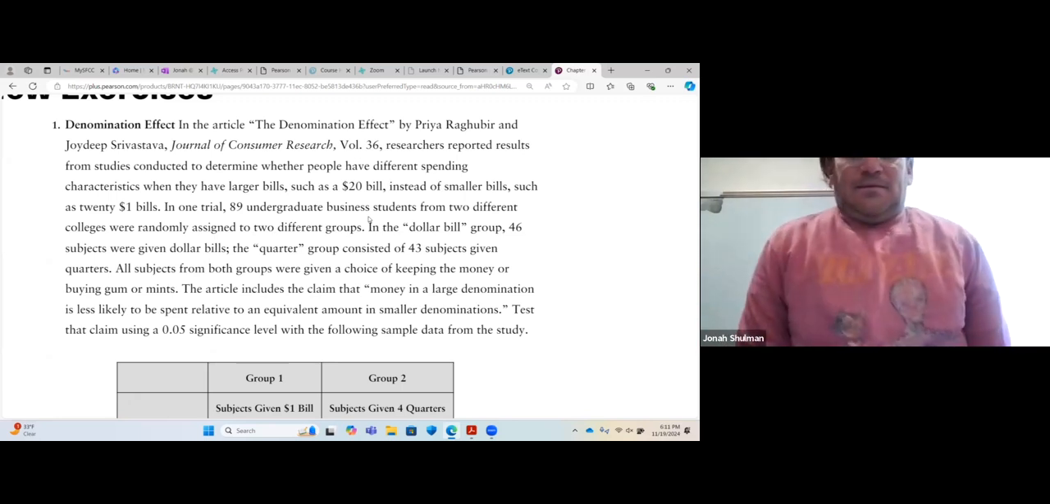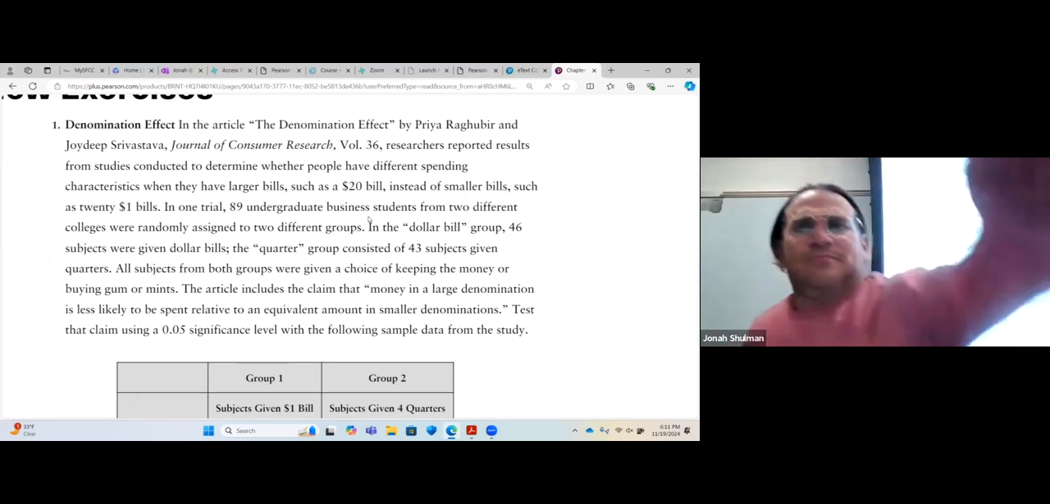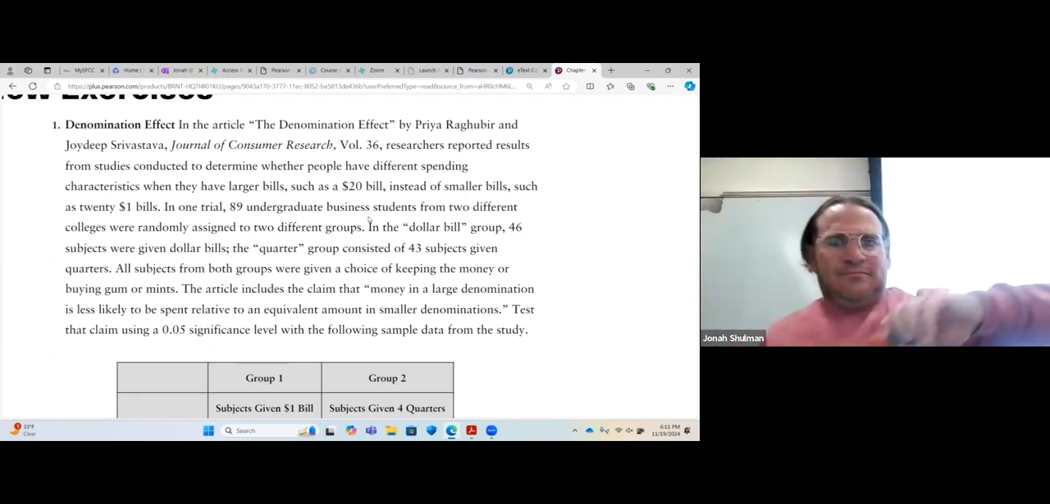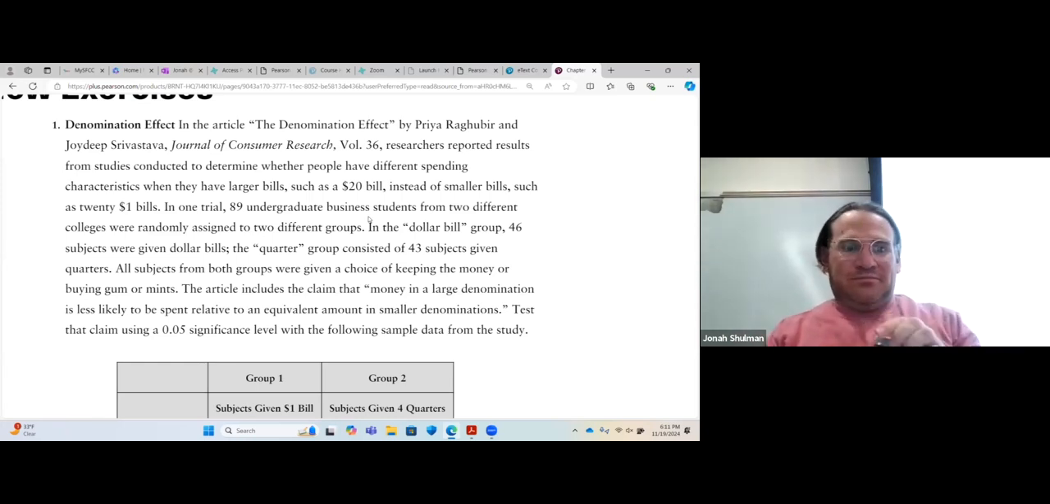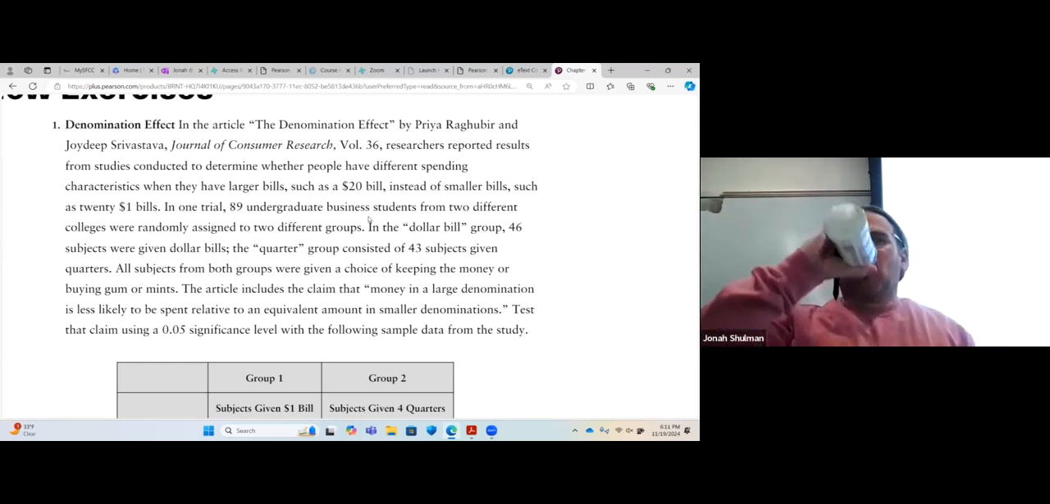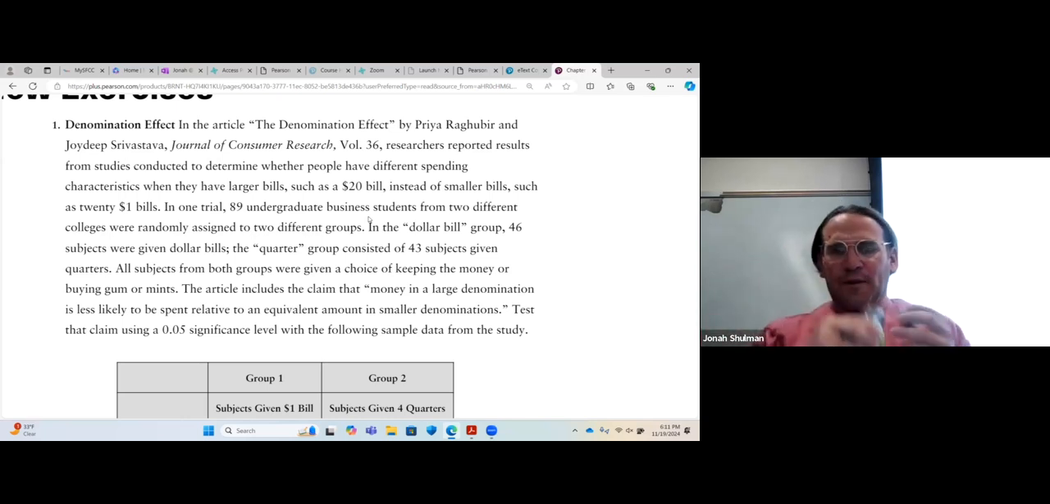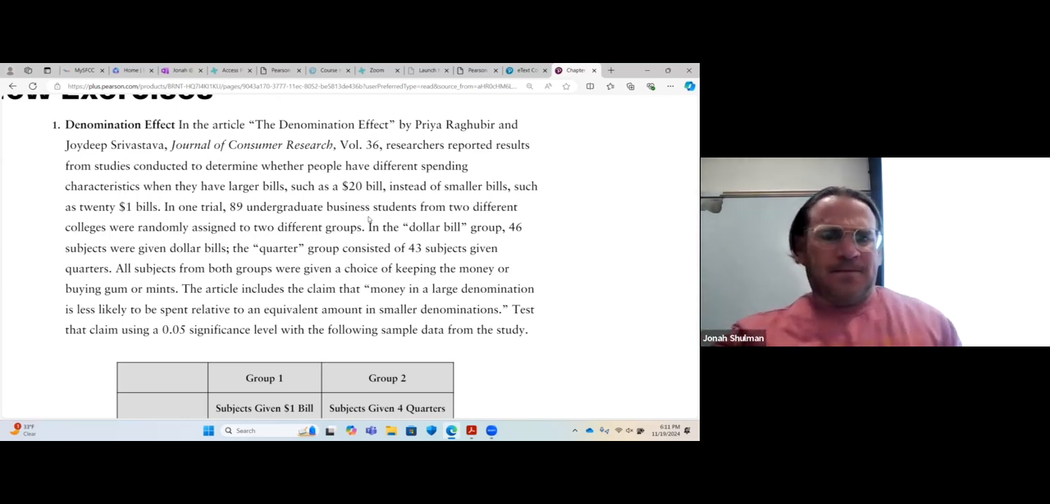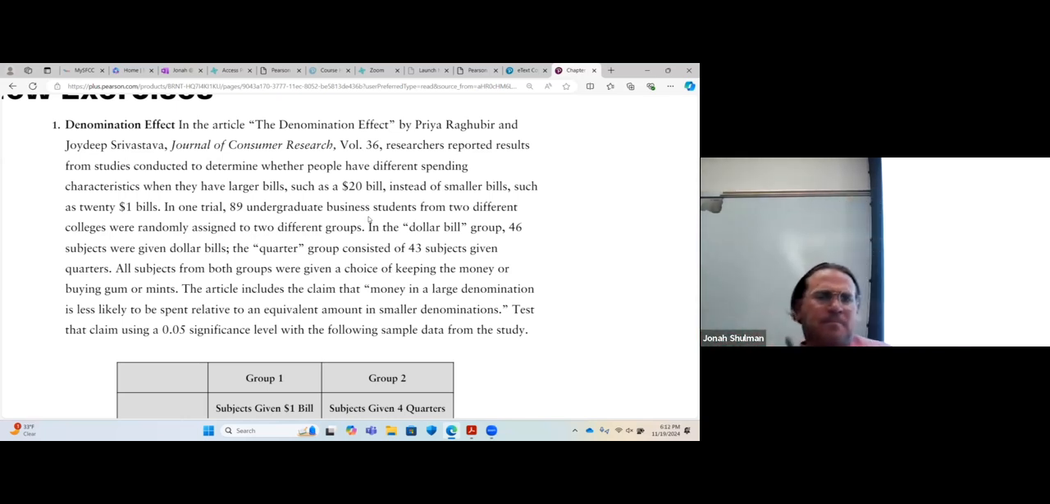Denomination effect. In the article, the denomination effect by Priya Raghuveer and Joydeep Srivastava, Journal of Consumer Research, volume 36. Researchers reported results from studies conducted to determine whether people have different spending characteristics when they have larger bills, such as a $20 bill, instead of smaller bills, such as $1 bills.